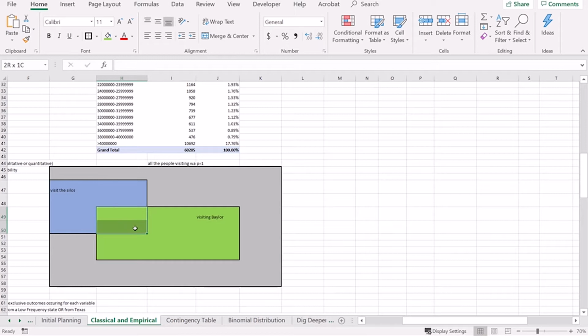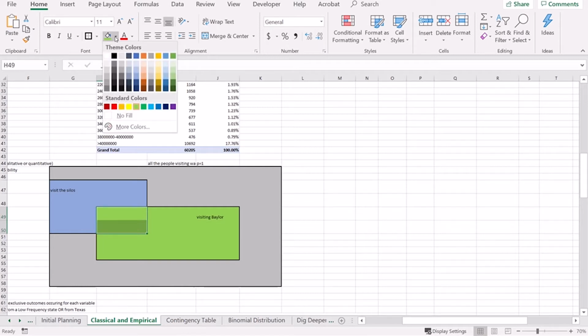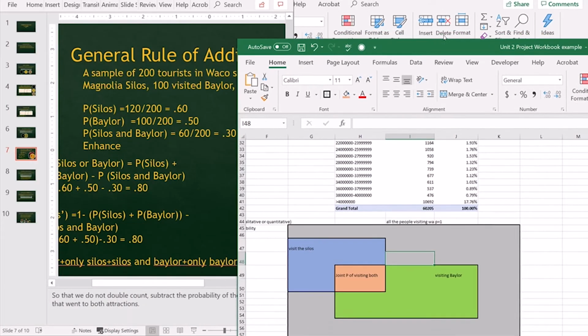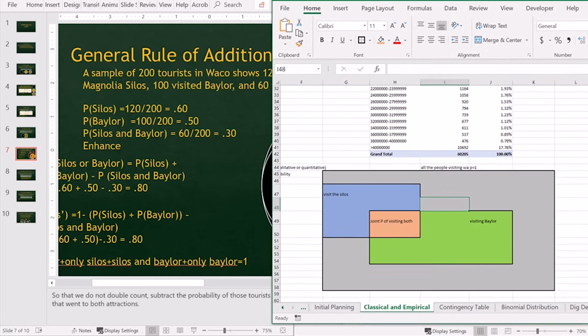And what is this right here? What color should we make this? That looks good, right? What is this referred to as? Joint. The joint P of visiting both. Okay? So, right over here, we've got the probability of them visiting the silos.